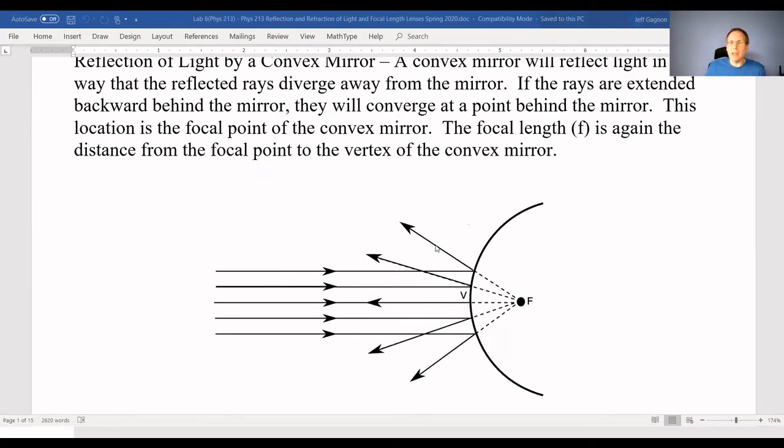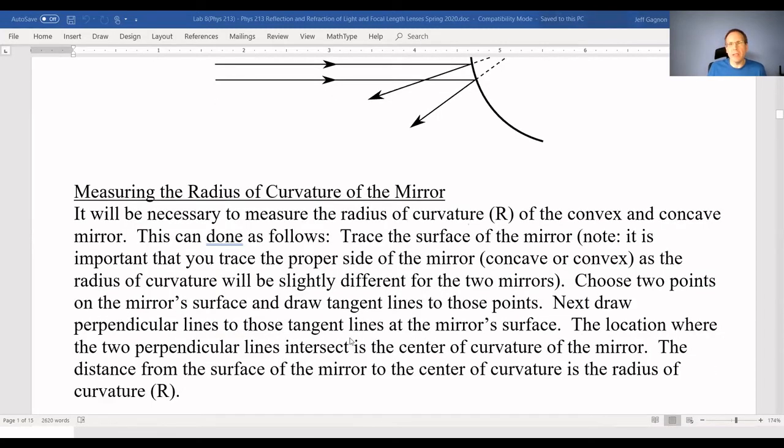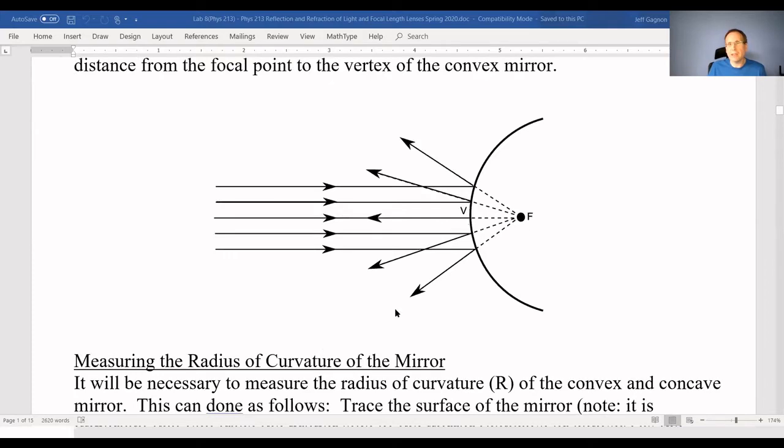And then if we take these rays and we extend them backwards, they all appear to come from one point, right? So these dashed lines are just the extension of those rays backwards. And that is the focal point of that convex mirror. And then if I measure the distance from the center of the mirror, the vertex, to that focal point, that's going to be the focal length of that convex mirror. Okay. And then the other thing that we need for this experiment is the radius of curvature, like the radius of these mirrors.